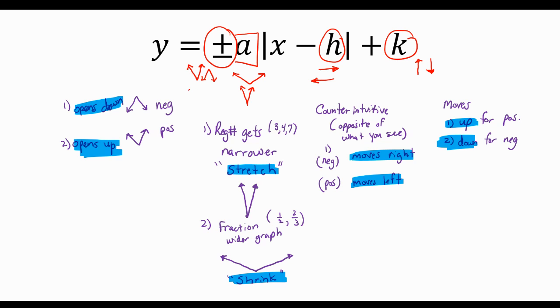This one is opens up or down. This is wider or narrower. This is moves left or right. And at the end is moves up and down, right? So the first one was opens up or down, shrinks or stretches, left or right, up or down. So that's another way for you to memorize your notes.